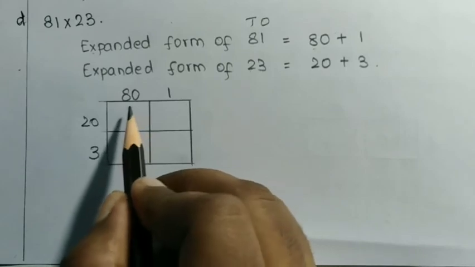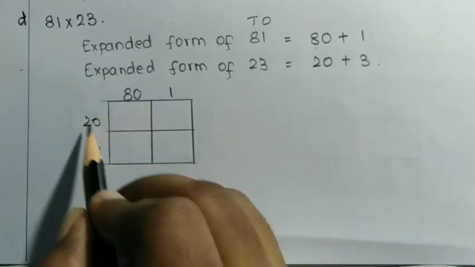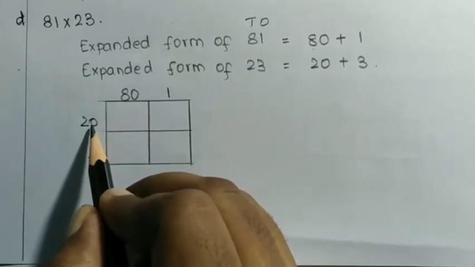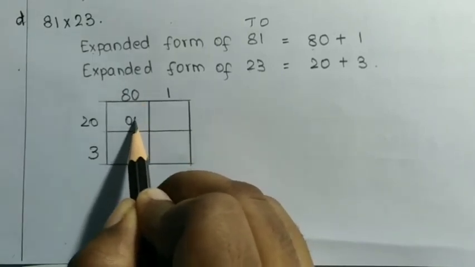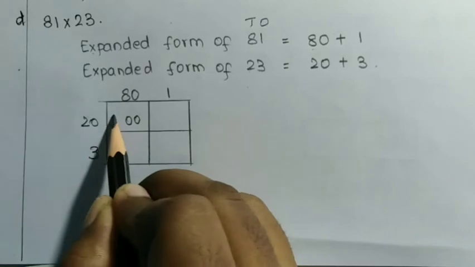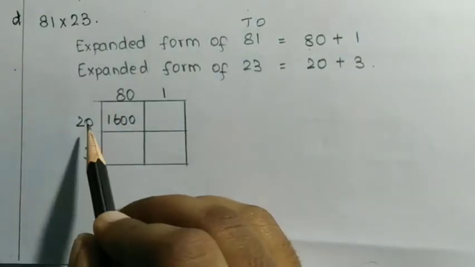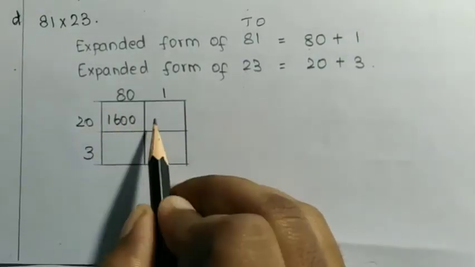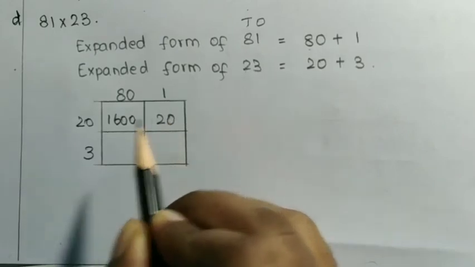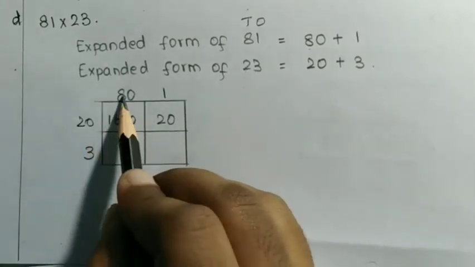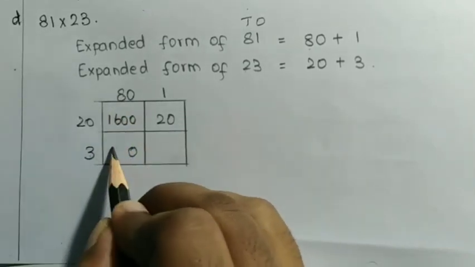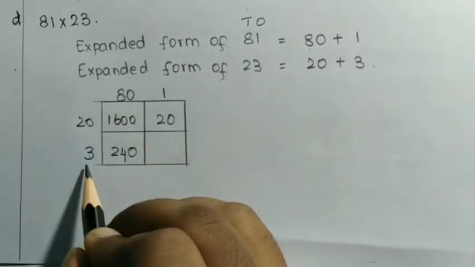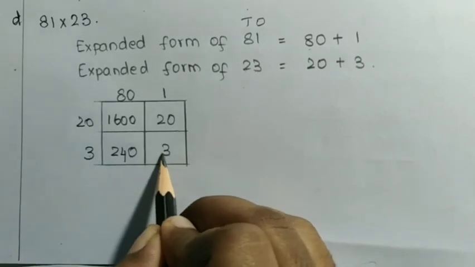Now let us multiply 80 into 20. So here in both the numbers last digits are 0. So let us put 2 zeros. 8 twos are 16. 20 ones are 20. 3 into 80. Put the 0 over here. 3 eights are 24. 3 ones are 3.